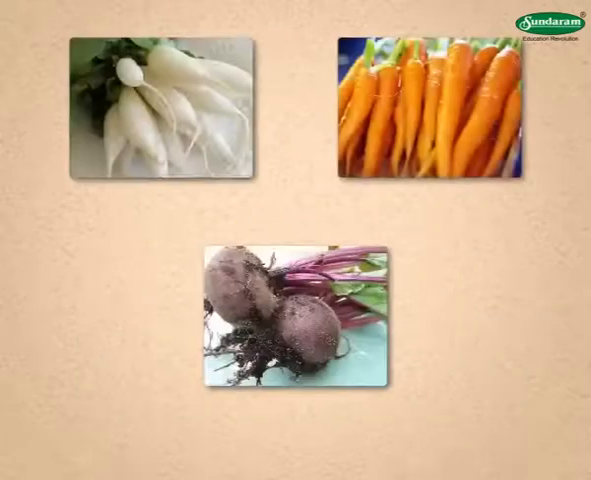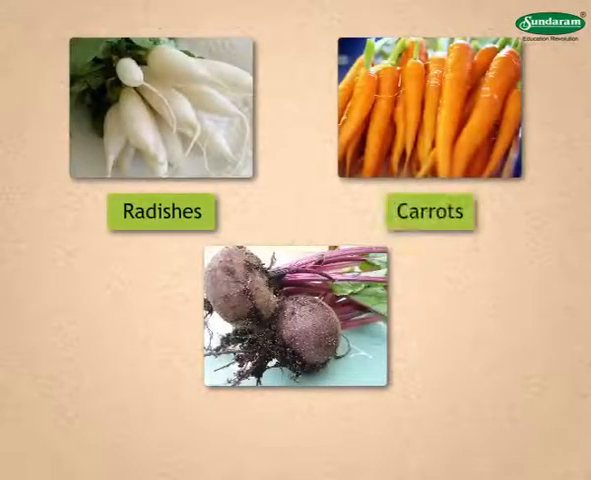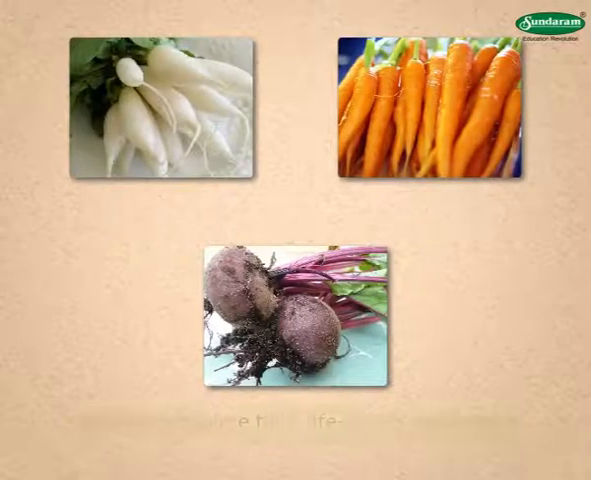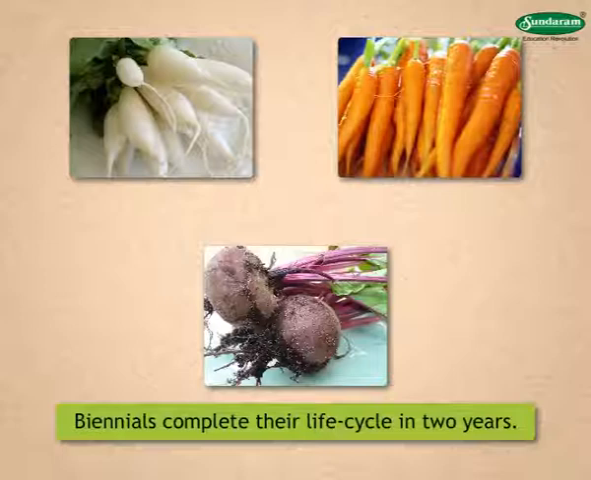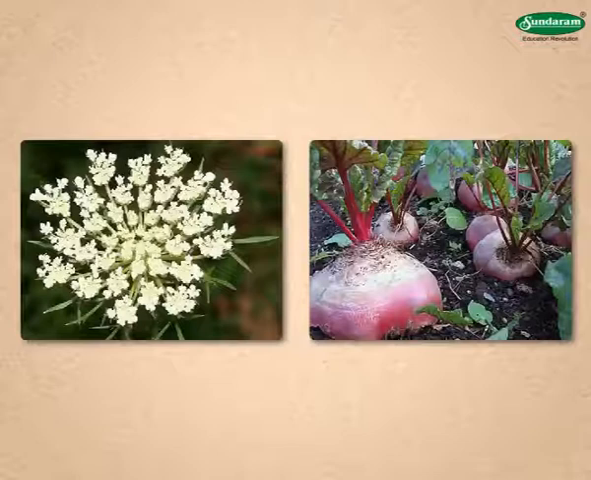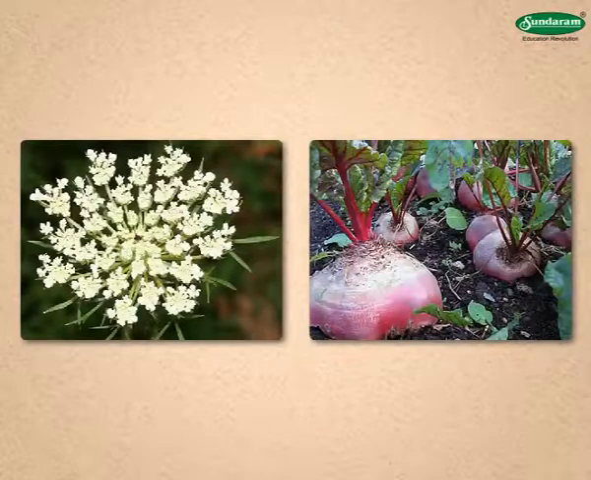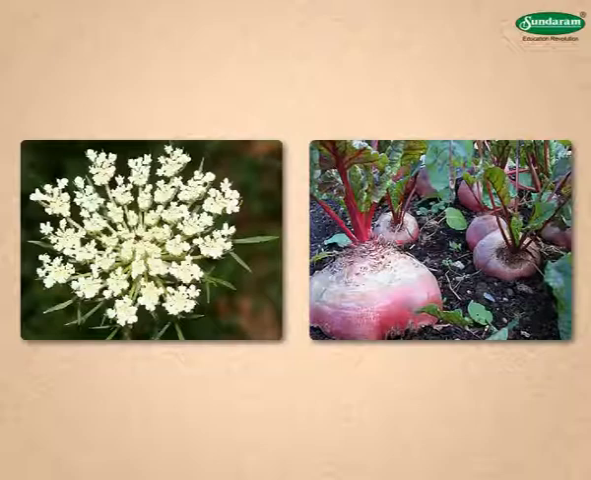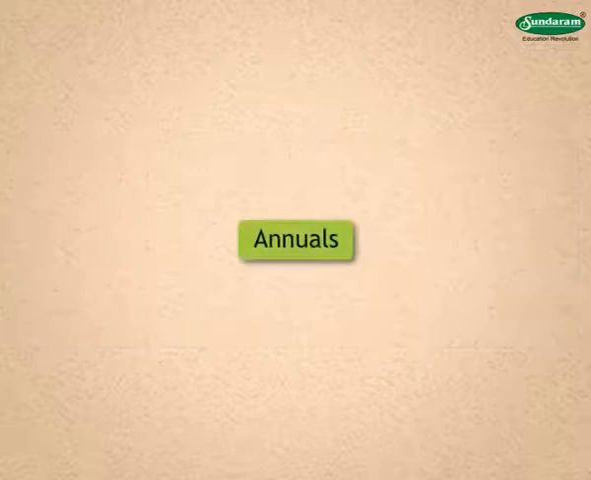Biennials. Plants like radishes, carrots, and beetroot complete their life cycle in 2 years. They bear flowers and fruits only once. After that, they are seen to dry up and wither away. They are called biennials.